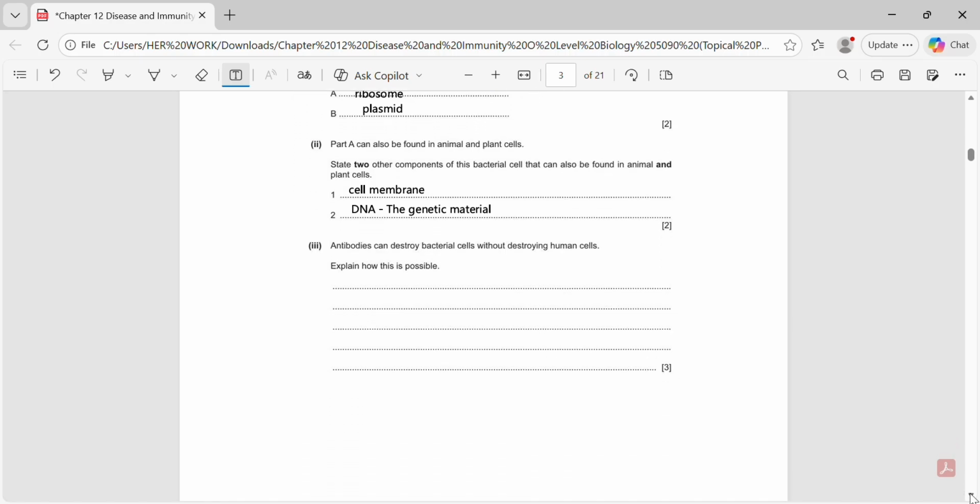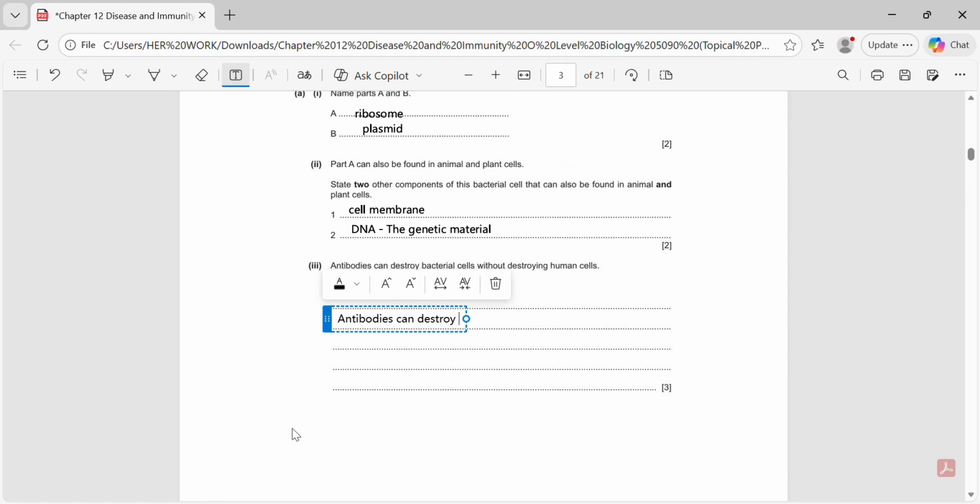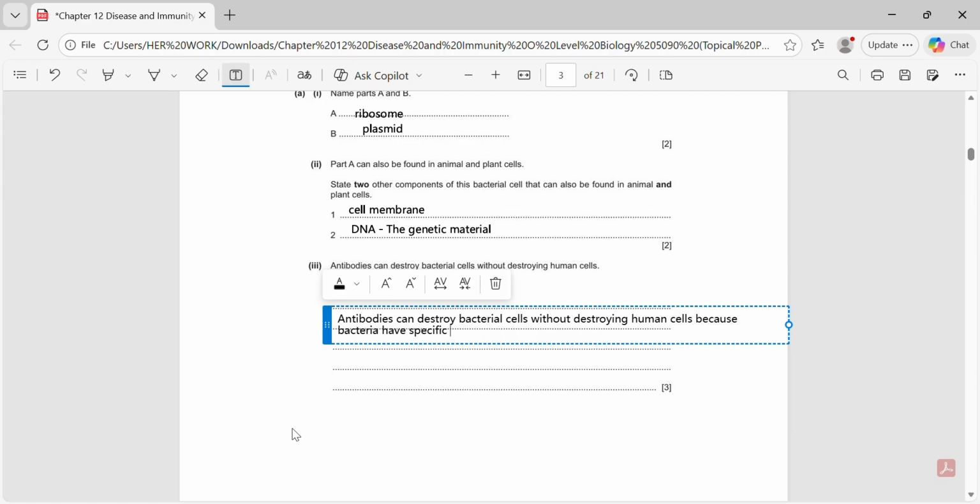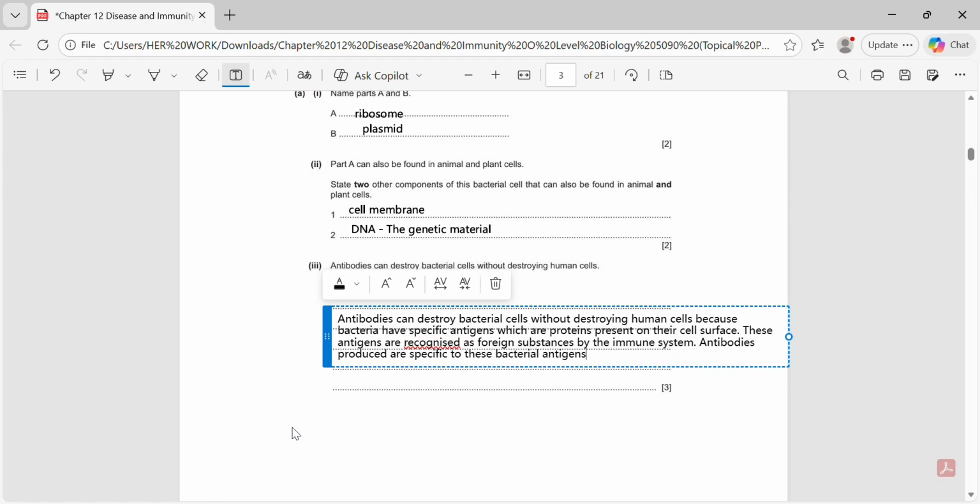It says, antibodies can destroy bacterial cells without destroying human cells. Explain how this is possible. So for this explanation, we write, antibodies can destroy bacterial cells without destroying human cells because bacteria have specific antigens, which are proteins present on their cell surface. These antigens are recognized as foreign by the immune system. Antibodies produced are specific to these bacterial antigens, so they bind only to the bacteria and not to human cells, which do not have these antigens.